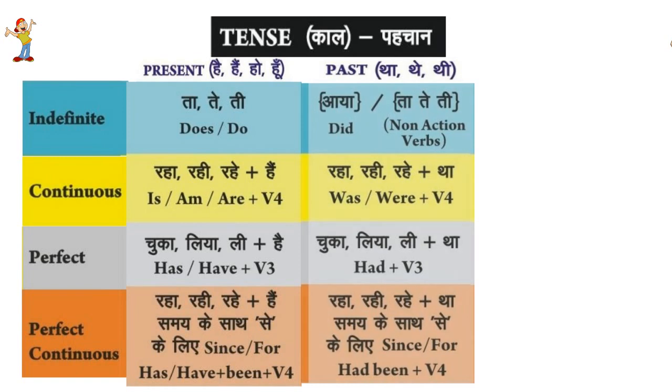source time. For point in time we use since, and for duration we use for. And the helping verb is had been plus verb first form plus ing. Here we begin with some examples of past tenses.